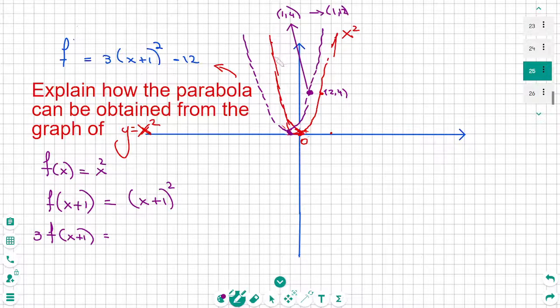4 times 3 is 12. And so you see that the graph actually becomes more steep, more closed under this. So it becomes a bit higher.